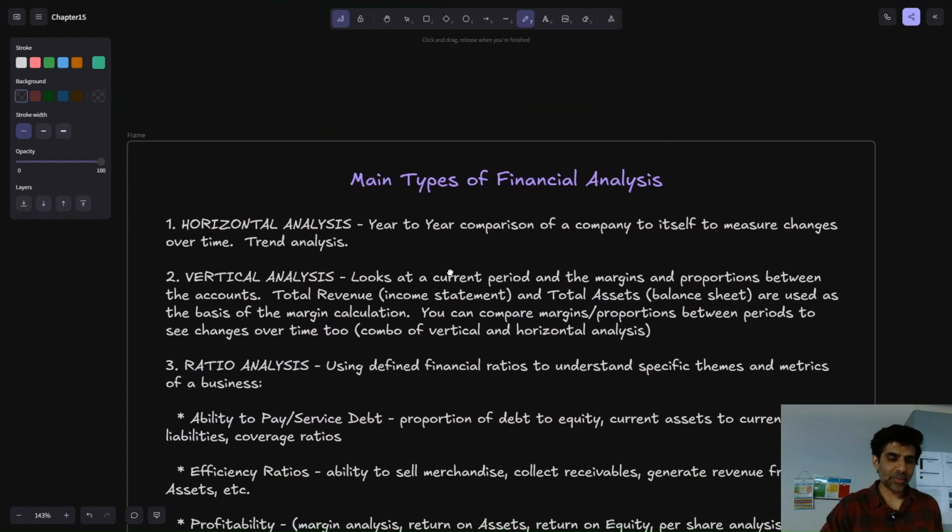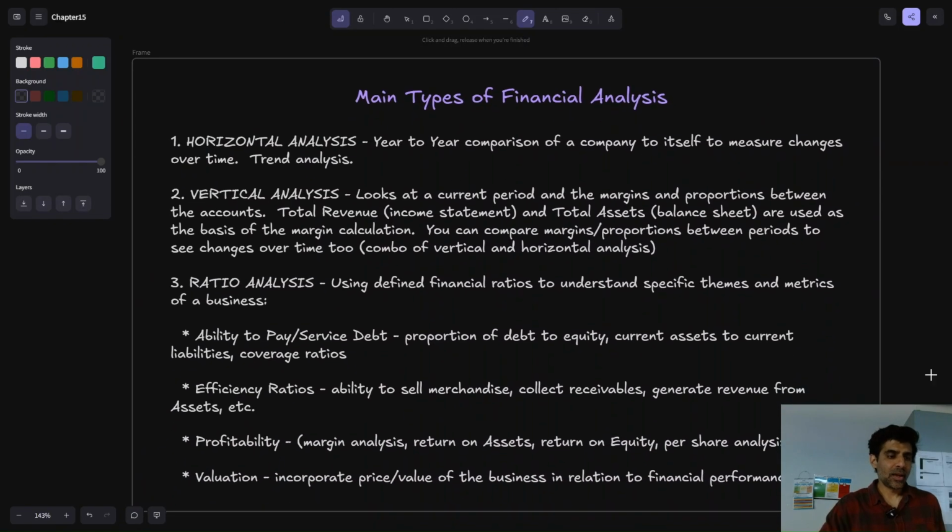So what are the main types of financial analysis? Well, we mentioned some of them. Horizontal, and you'll see why it's called horizontal when we start looking at it, is a way to compare a company to itself year to year, so you'll see how things are trending. This is trend analysis. Vertical analysis is a way where instead of going year by year, you're going within the financial statement up and down. So that's why it's vertical.